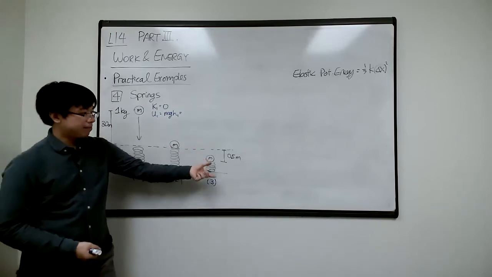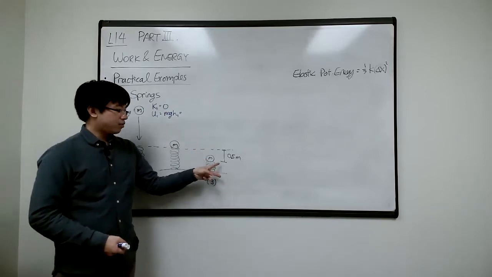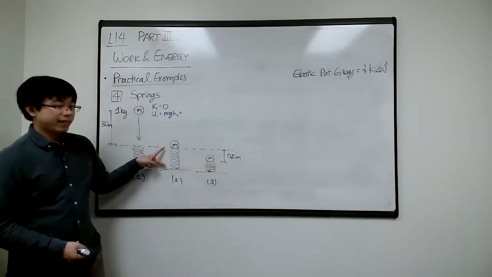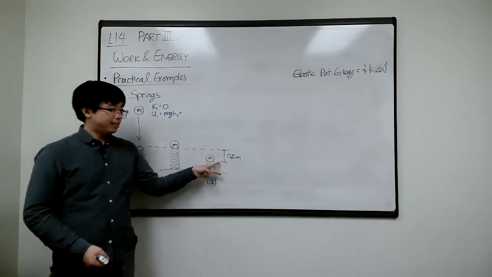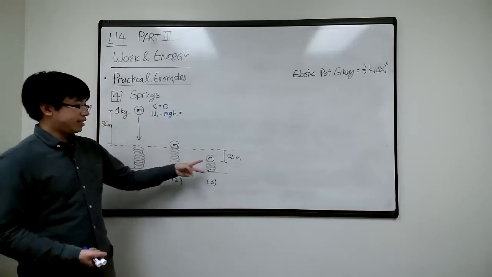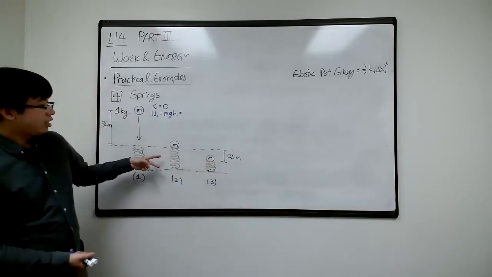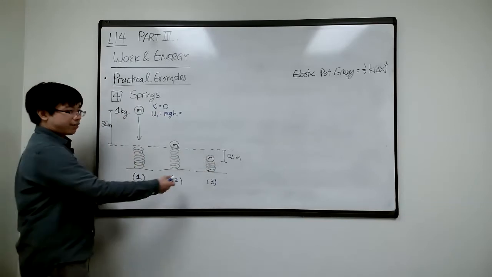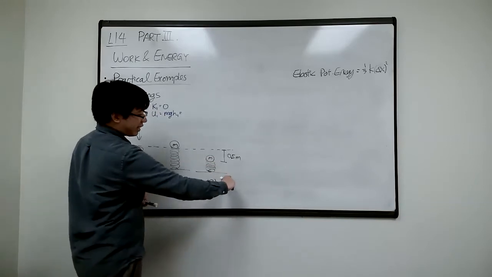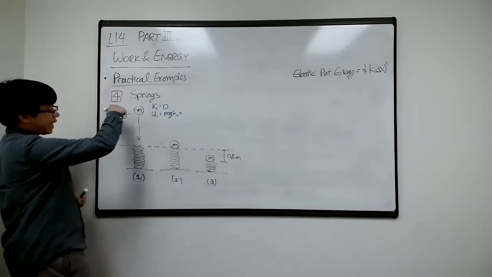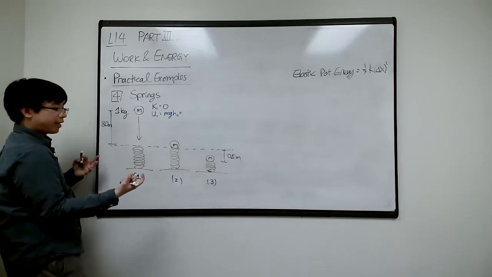I know it will compress by half a meter, but what's left? I did not say it's originally 1 meter. If it's 1 meter, then there's 0.5. But if it's originally 2 meters, then there's still 1.5 meters here or whatever, right? So if I set the height here, I have no hope of knowing, I don't know what the original length of the spring is.